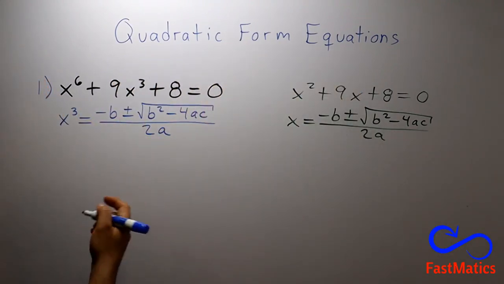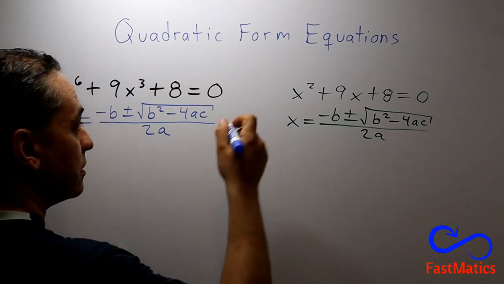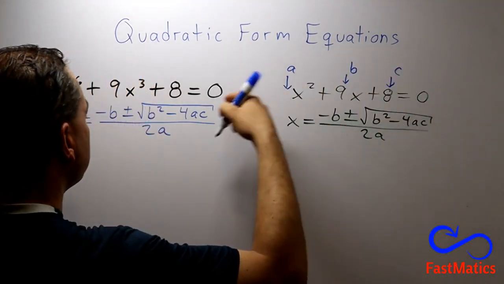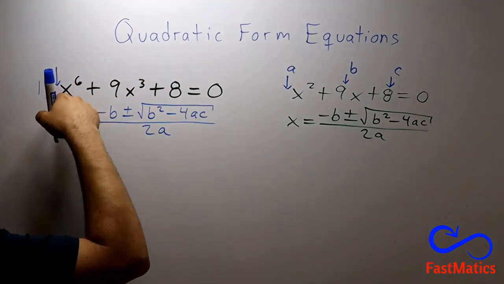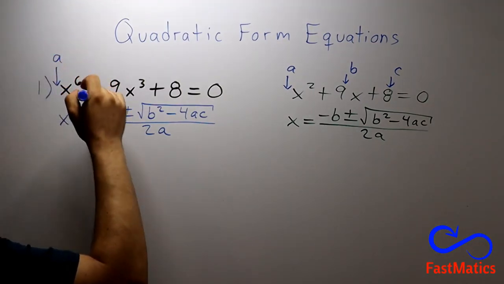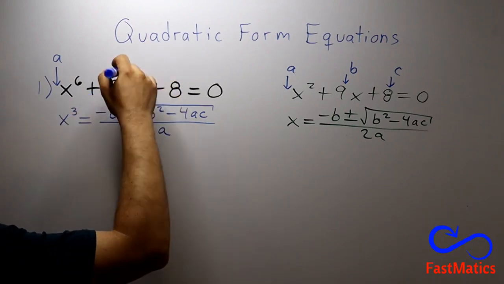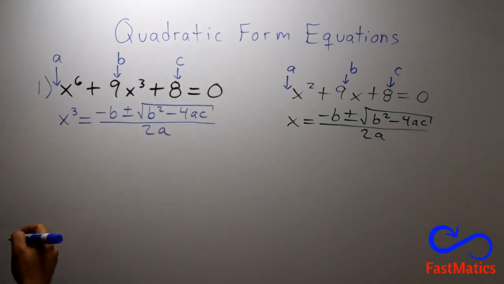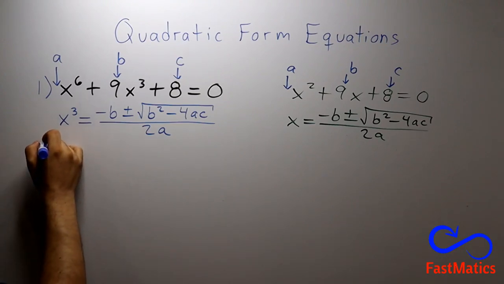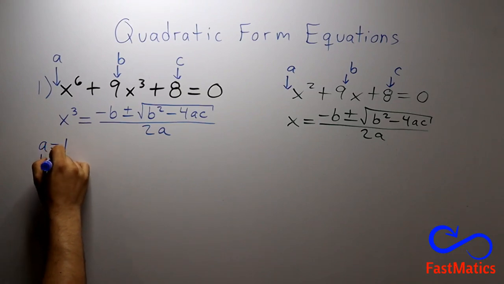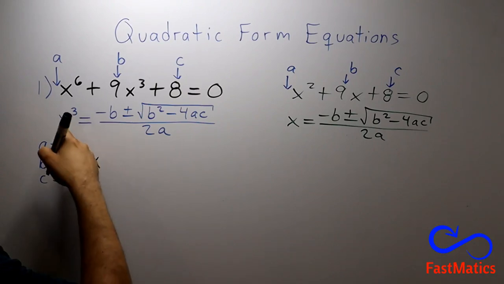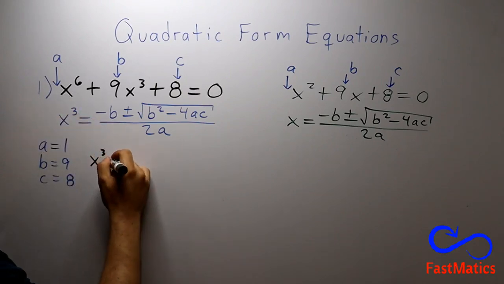So here you have the a, the b, and the c. The same here. The coefficient of x to the power of 6 is a. The coefficient of x to the power of 3 is b. And the number that is alone is c. Then I will write it: a equals 1, b equals 9, c equals 8. And we use the quadratic formula. But remember this small difference.